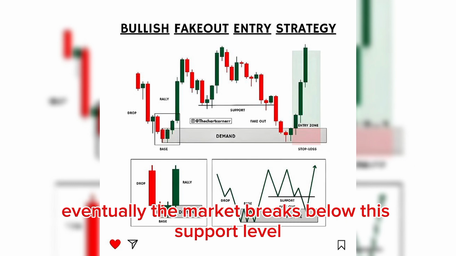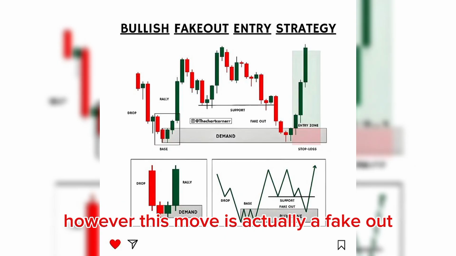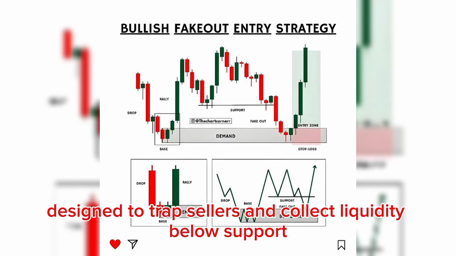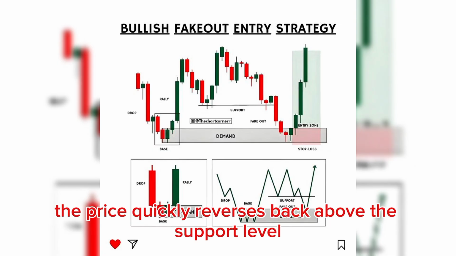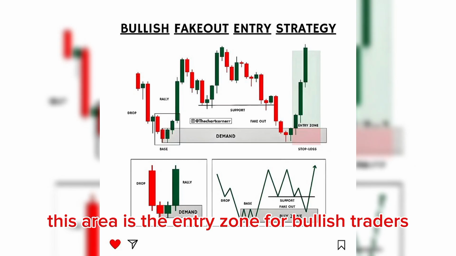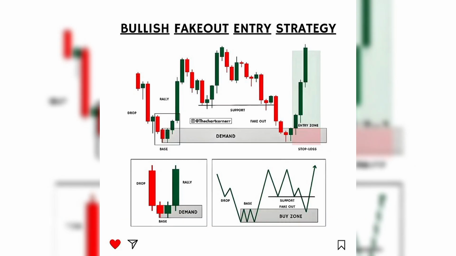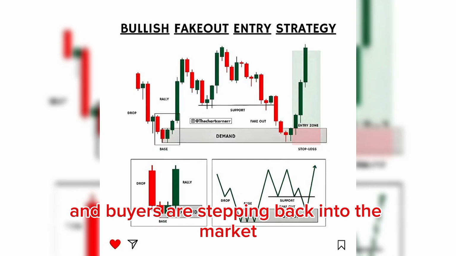Eventually, the market breaks below this support level, giving the impression of a bearish continuation. However, this move is actually a fakeout designed to trap sellers and collect liquidity below support. Once the fakeout occurs, the price quickly reverses back above the support level and re-enters the demand zone. This area is the entry zone for bullish traders, as it confirms that the downward move was false and buyers are stepping back into the market.